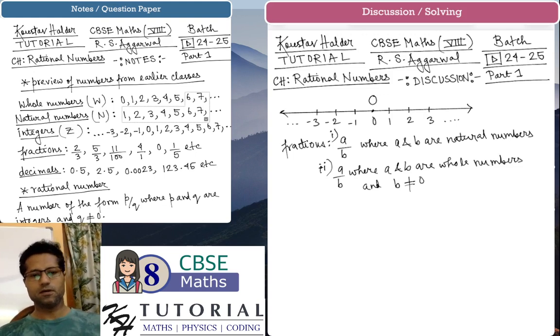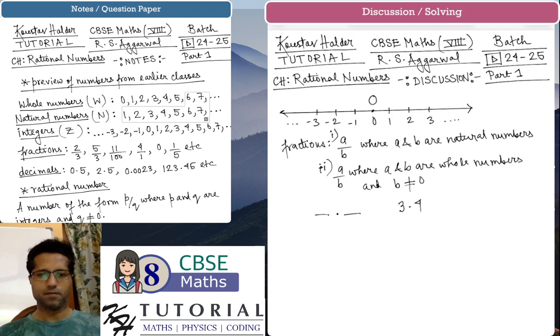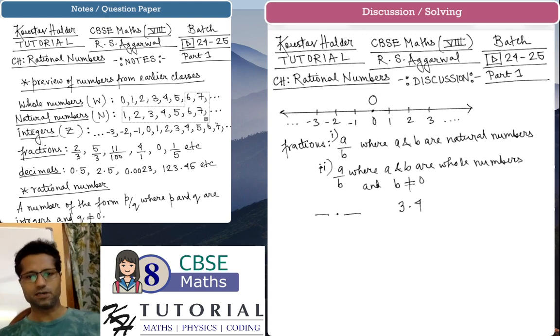Then you have decimals, where you have the decimal point and the decimal part. This is the decimal part, and this is the integer part. So let's say 3.4. These are all decimal numbers. Now a decimal number can be converted into a fraction, and a fraction can be converted into a decimal number. All these things you have already studied in the previous class: addition, subtraction, multiplication, division of integers, fractions, natural numbers, and whole numbers. I will not discuss all those things in detail.